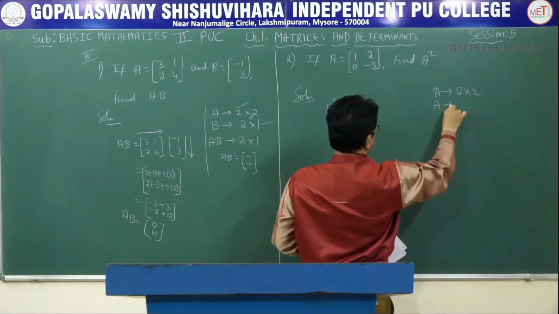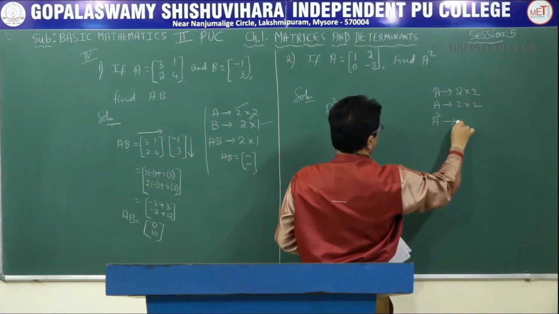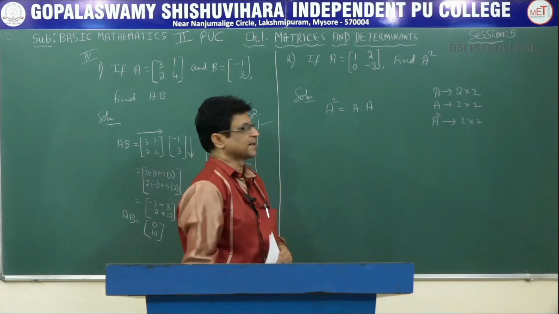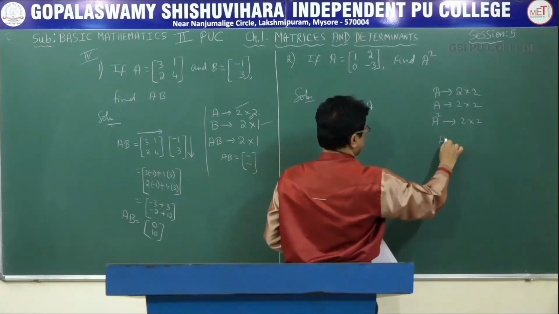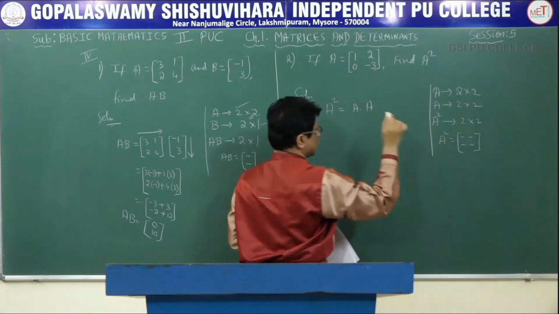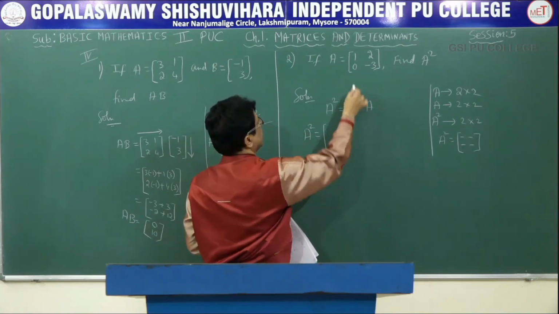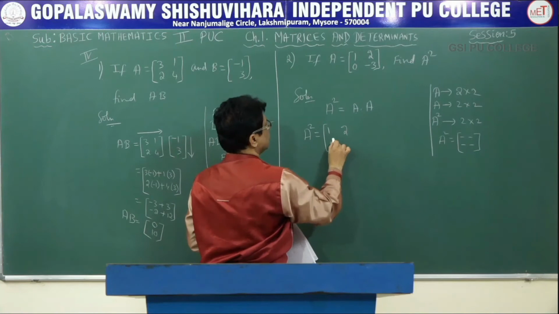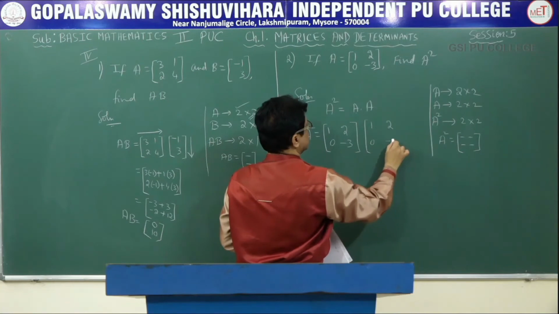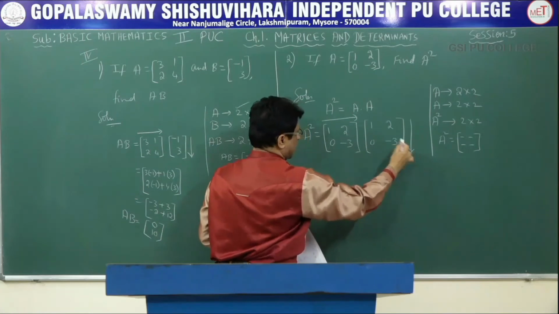A matrix will be of the order 2 into 2. Naturally A into A, that is A square matrix, will also be 2 into 2 because it is a square matrix. So A square matrix will have 2 rows and 2 columns. So A square is equal to A into A, that is [1, 2; 0, -3] into [1, 2; 0, -3]. The rule is row into column.